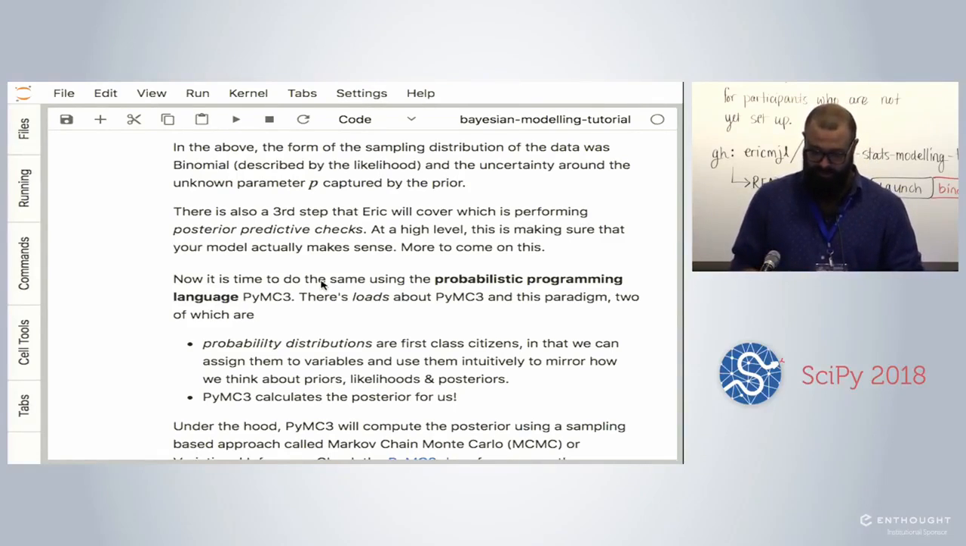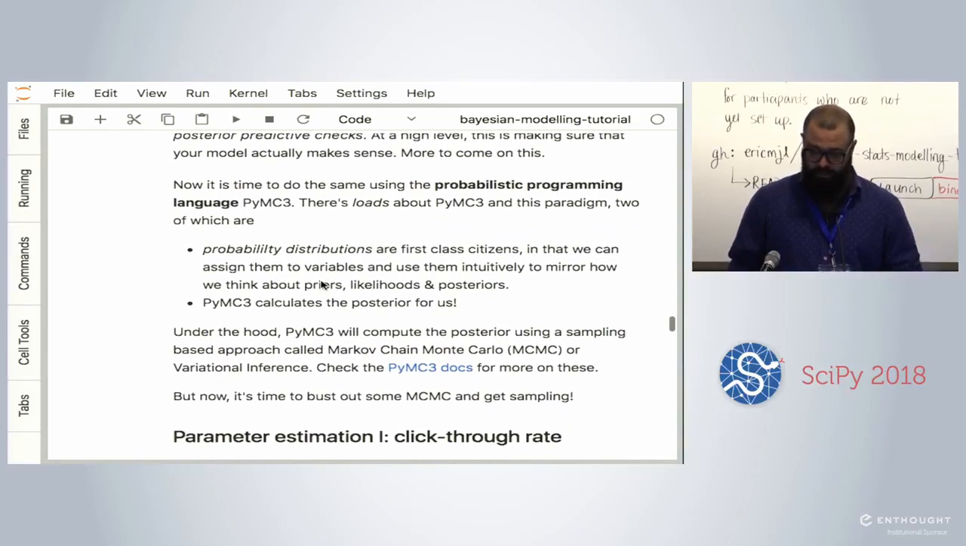So now for the real meaty stuff, we're going to do all of this using probabilistic programming, okay? Now, if that term sounds scary, don't worry about it.